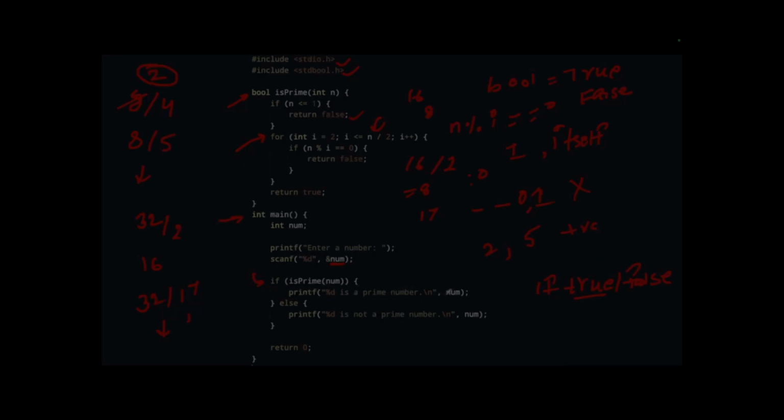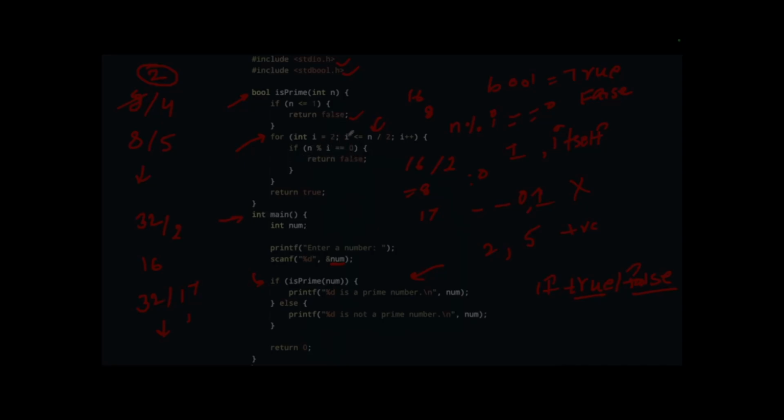So whenever the true value is received, then what will it do? The if part. This is like the prime number. This will print num is a prime number. And if false is returned, then it is not a prime number. So you got it, right? Whenever it is divided and has no remainder, then it will return false.